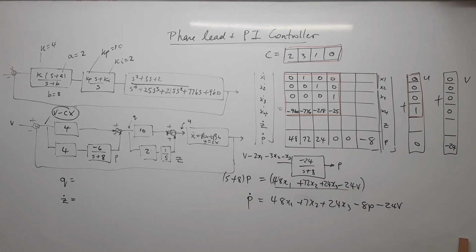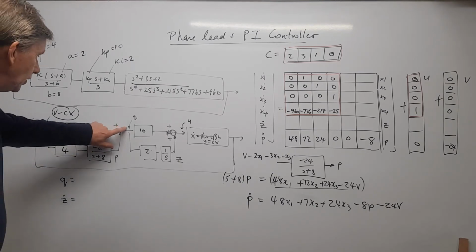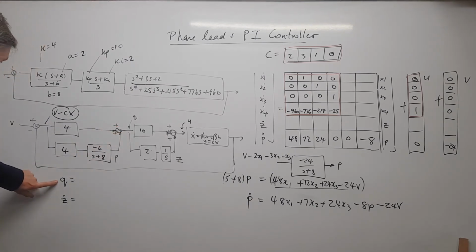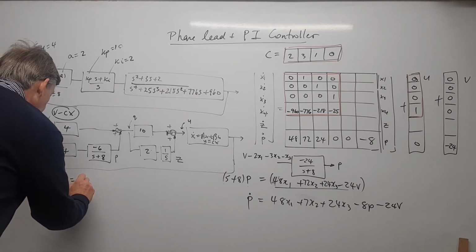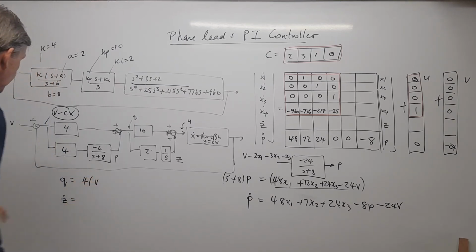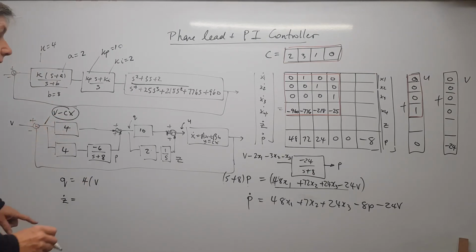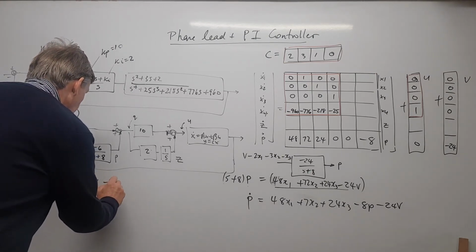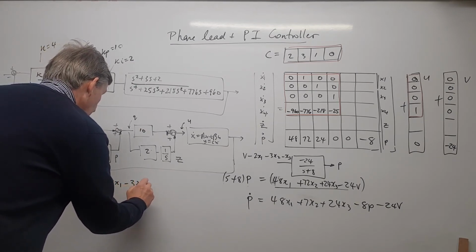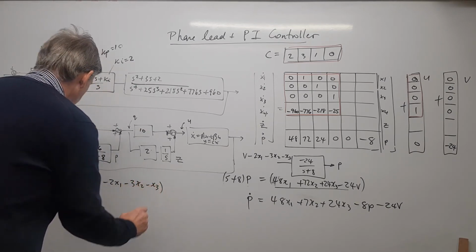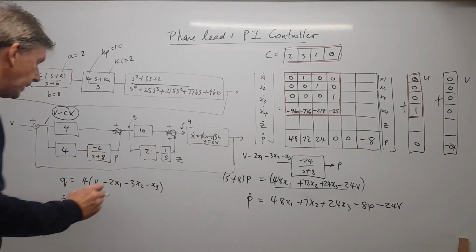I next need an equation for Q here. So Q will be given by 4 times V minus Cx. That's going to be 4 into V. Now Cx will be minus 2x1 minus 3x2 minus x3 plus P.